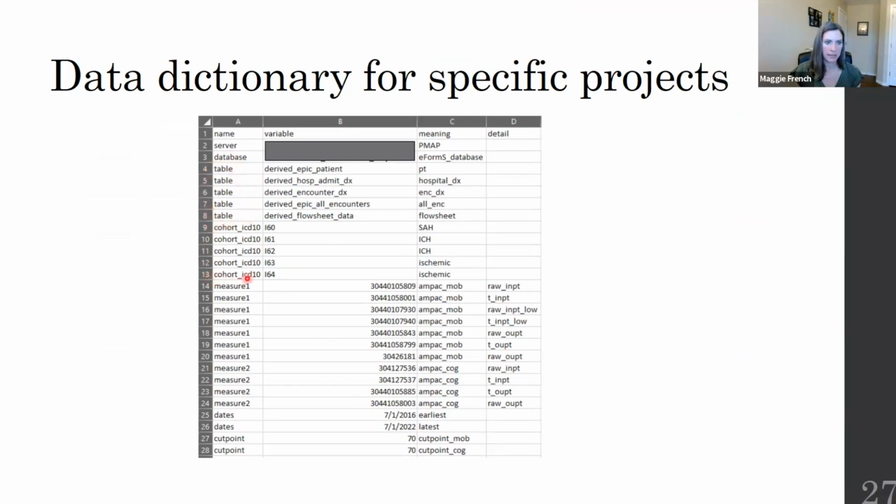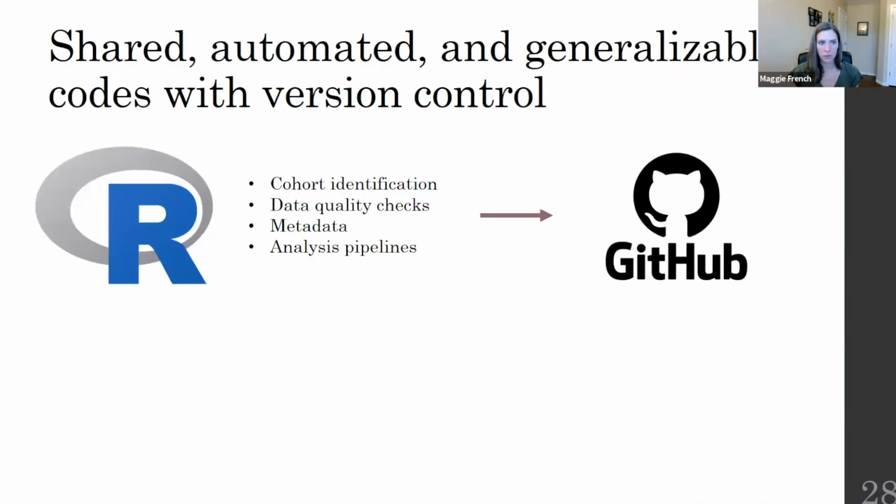We label ICD-10 codes that we use to develop our cohort, and then we include any other essential information. What this approach allows us to do is to create shared and automatic code that we can use across our research team to streamline our process of data quality check. Our team specifically uses R, but you can certainly do this in things like Python and MATLAB as well.